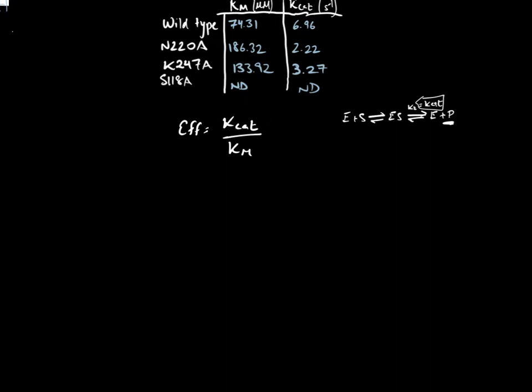Km describes the affinity an enzyme has for its substrate. So the higher the Km, the lower the affinity an enzyme has for its substrate. The lower the Km, the higher the affinity an enzyme has for its substrate. And the thinking behind Km is this. I'm going to draw a very simple Michaelis-Menten chart for an enzyme.